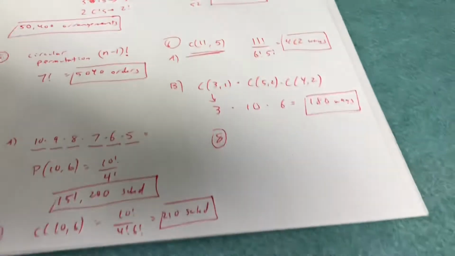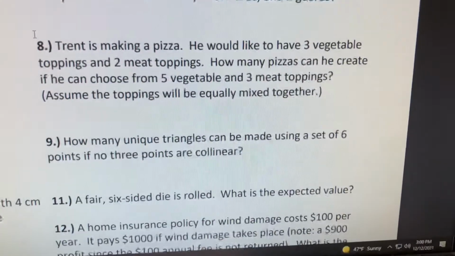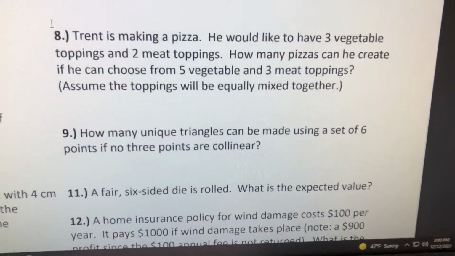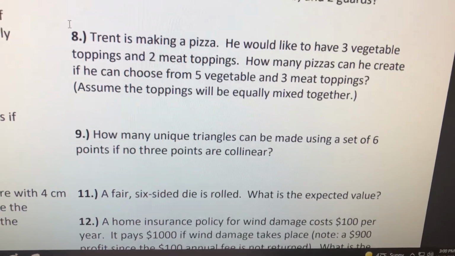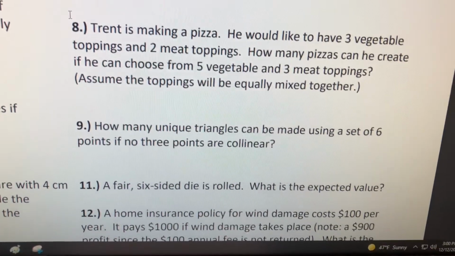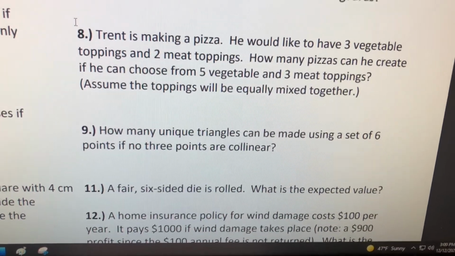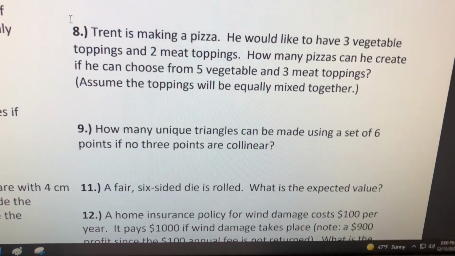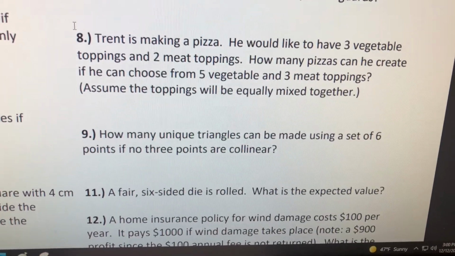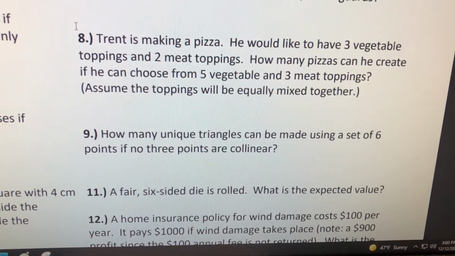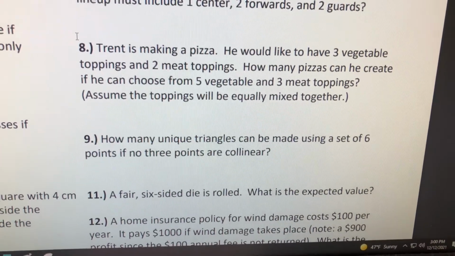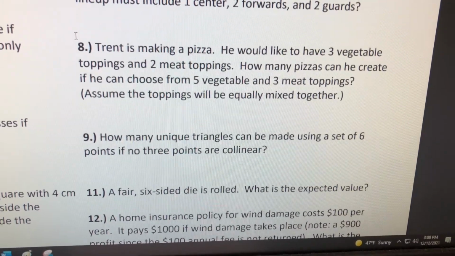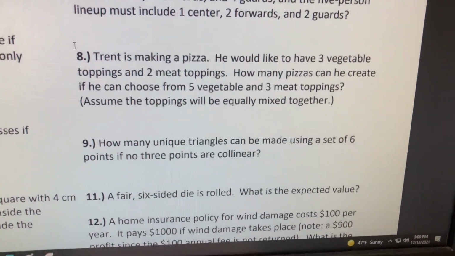All right. Question 8. Trent's making a pizza. He'd like to have 3 vegetable toppings, 2 meat toppings. He wants to choose from 5 different vegetables. So he's choosing 3 vegetables from a group of 5, and he's choosing 2 meats from a group of 3 meats. And we're not stacking these on top of each other or anything like that. They're just mixed on top. So this implies that order should not matter, which means we are doing combinations.